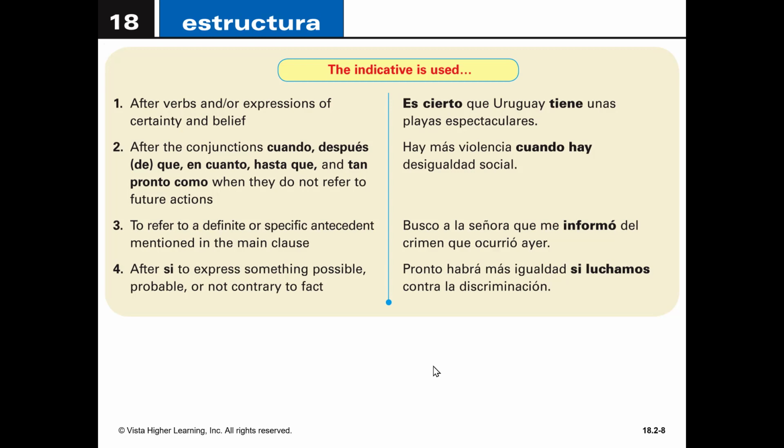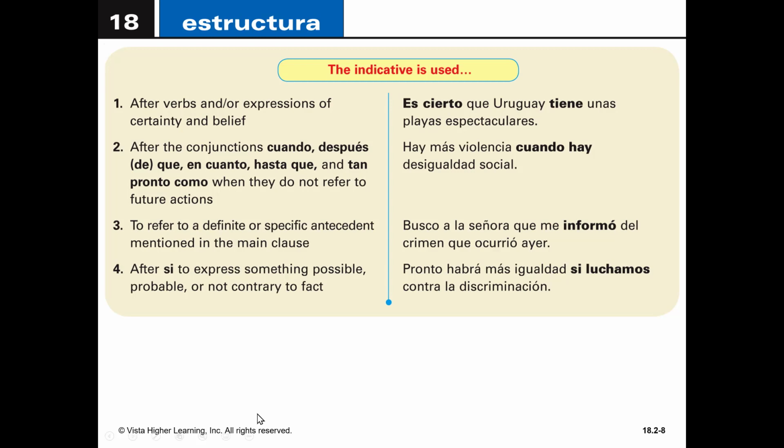What about the indicative? Well, let's take a look at number 1 first. If we're certain, if we have an expression of belief and certainty, then we will use the indicative. So if you have words or phrases such as es cierto, then we know that that's going to be followed by a clause that is using the indicative. It is certain. Es cierto que Uruguay tiene unas playas espectaculares. Es verdad que la tierra es redonda.